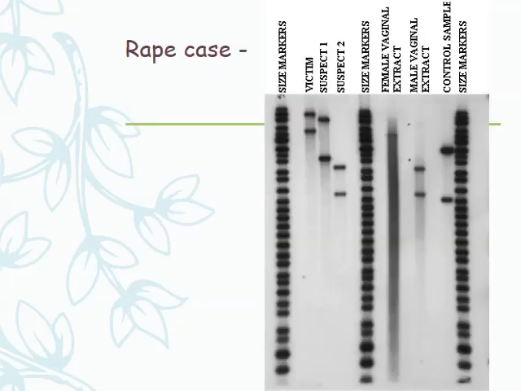This slide shows evidence for a rape case. Here are the fragments that are isolated from the victim. Suspect 1, suspect 2. Here we have the male vaginal extract. This is the male DNA that was isolated from the female's vagina. As you can see, this matches the fragments that were isolated from the DNA sample from suspect 2.